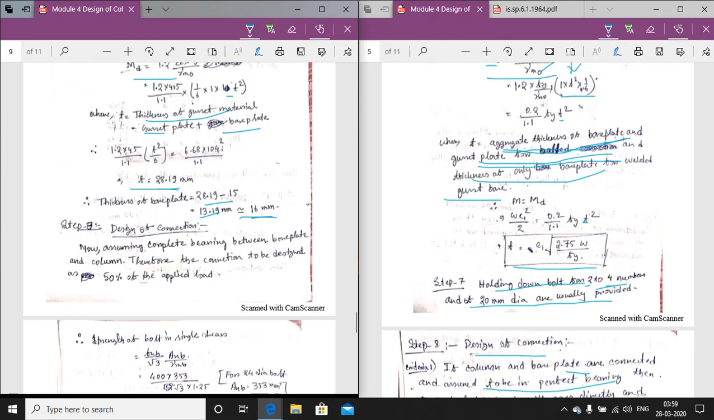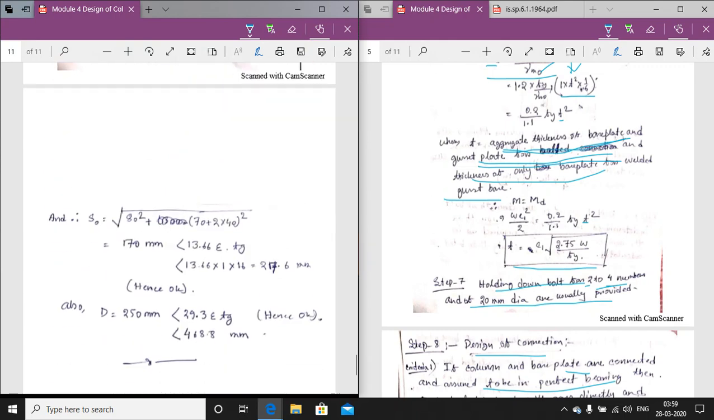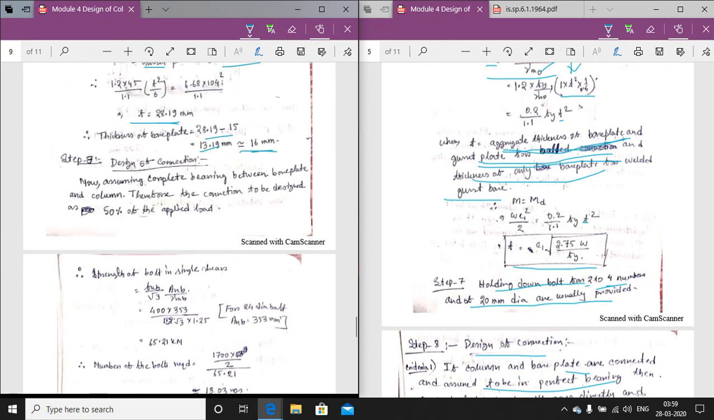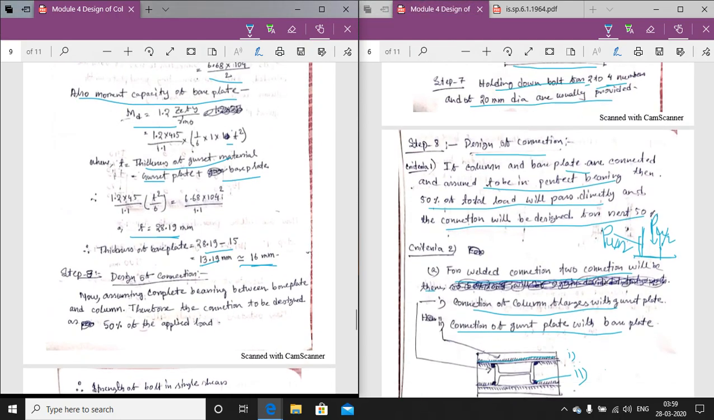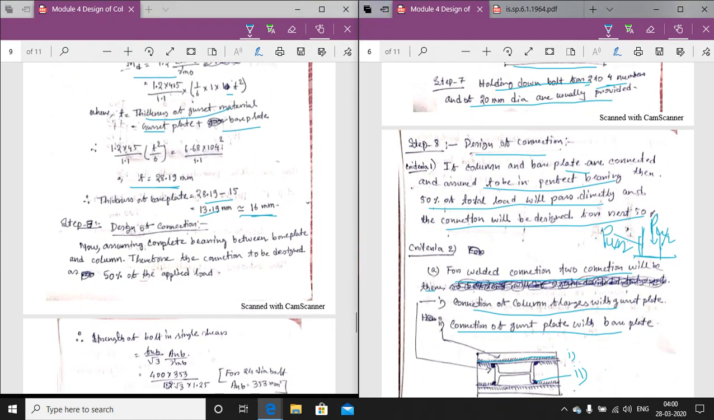Now step 7. Coming to step number 7, holding down bolts, 2 or 4 numbers, 20 mm diameter. Here we will provide 2 numbers of holding bolts. It is not shown here. Step 7 has been skipped, but you have to do it. So 2 numbers of 20 mm diameter bolts will be provided here.